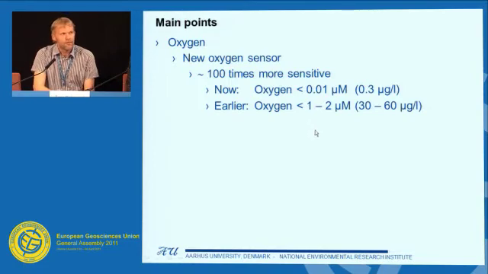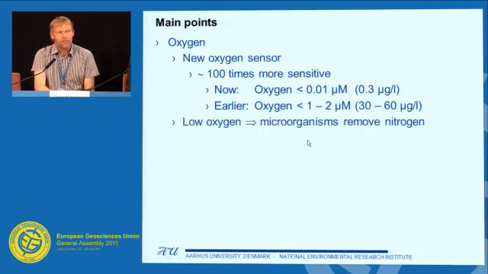One of the things we did there was that our colleague Niels Peter Revsbeck developed a new oxygen sensor, which was at least 100 times more sensitive than the previous methods. That means that we can now detect oxygen down to 0.01 micromoles per liter, and previously the methods went only down to 1 to 2 micromoles. So that makes a big difference. The reason we are interested in the oxygen concentrations here is that when oxygen gets very low, microorganisms stop using oxygen and switch to other life forms, one of which is removal of nitrogen from the sea.